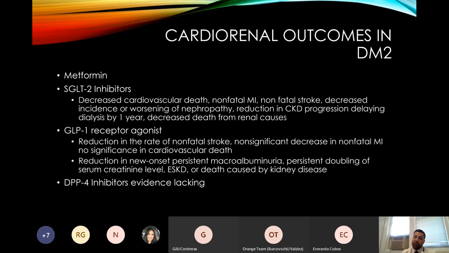Again, this data is still from the 2019 information. Reduction also in new onset persistent macroalbuminuria, persistent doubling of serum creatinine level, end-stage kidney disease or death caused by kidney disease. The evidence is currently lacking for the DPP-4 inhibitors.